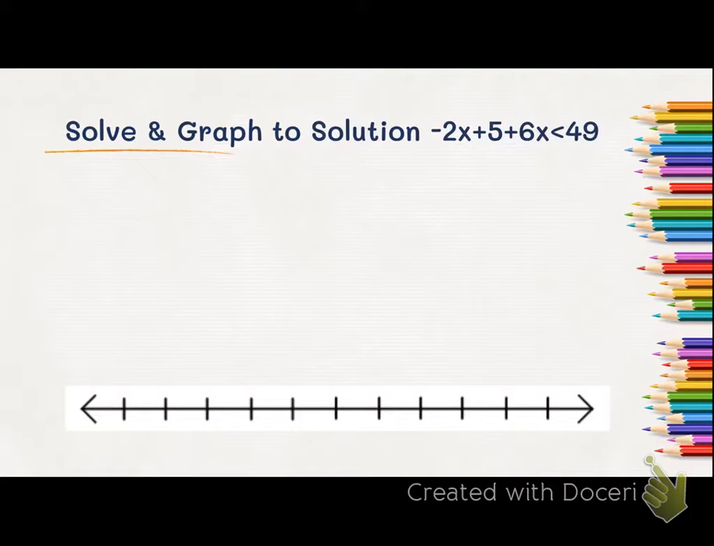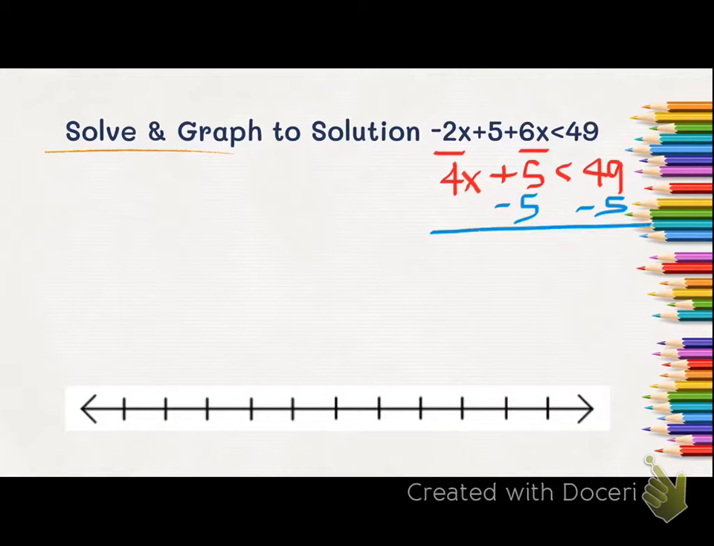To solve this inequality, we're going to begin by combining like terms, negative 2x and positive 6x. Negative 2x plus 6x is 4x. We're going to bring down plus 5, less than, and 49. Now we're going to get rid of the constant of plus 5. The opposite of adding 5 is to subtract 5. So we're going to subtract 5 from both sides.